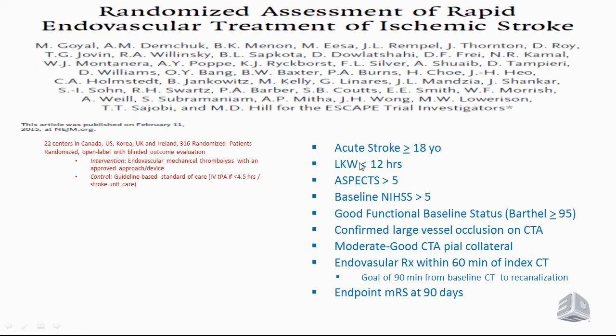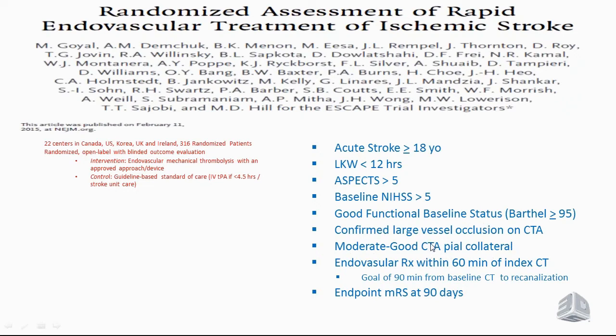Last known well, in addition to the NINDS, the Rankin score, and the TICI score, is really one of these key things that you need to establish early on in the stroke. Aspect score is essentially the amount of infarction seen on the presenting CT scan. We'll get to that in a little bit. And good functional baseline status.